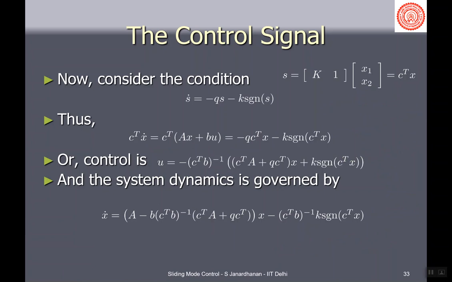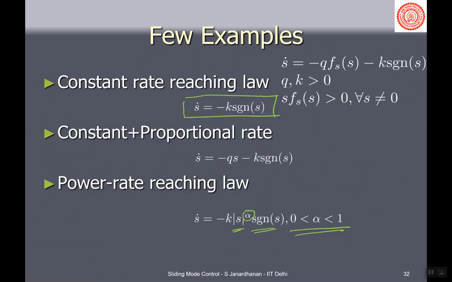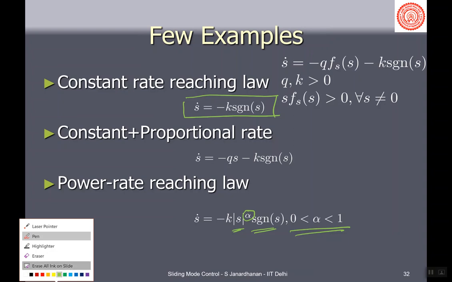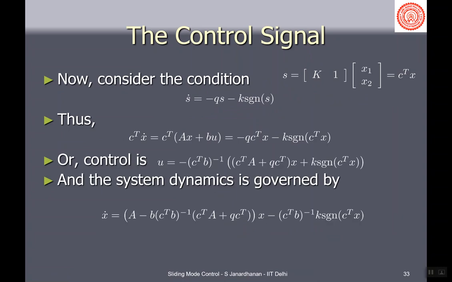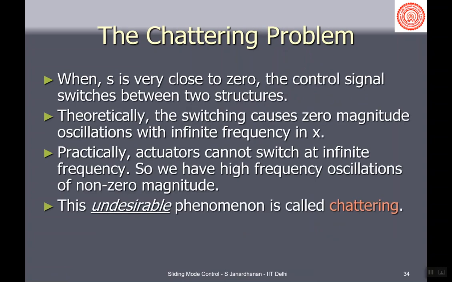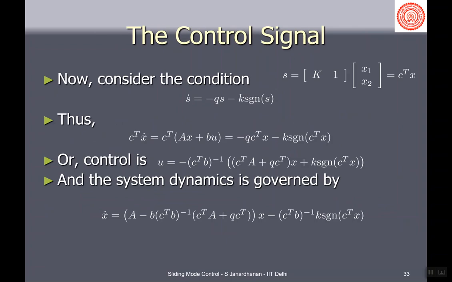In one of the reaching laws I had explained earlier, let me put it here, one of them doesn't satisfy one of the properties that I mentioned earlier. If you can find out, I'll be happy. But what we have seen is that there is a discontinuity in S, and there is a discontinuity in the control also.